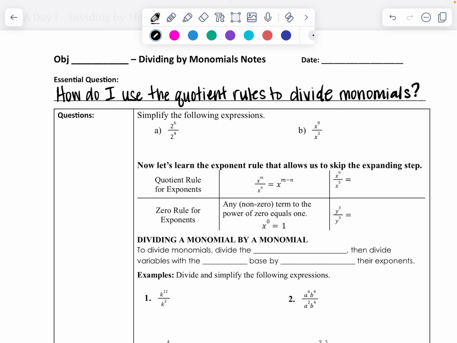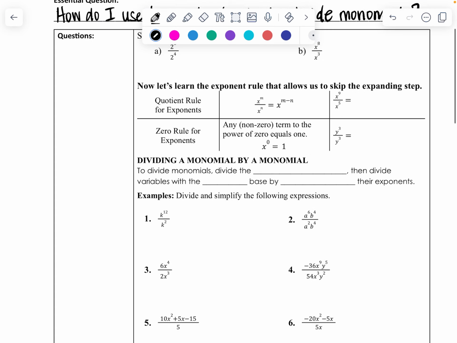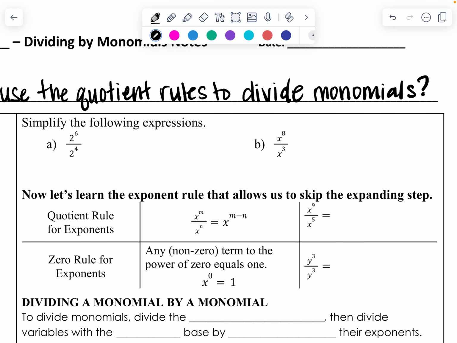Remember that monomials are just a single term. So we're going to be looking at problems where we're dividing only by a single term. So let's look at what these expressions mean. So I have 2 to the power of 6 divided by 2 to the power of 4.